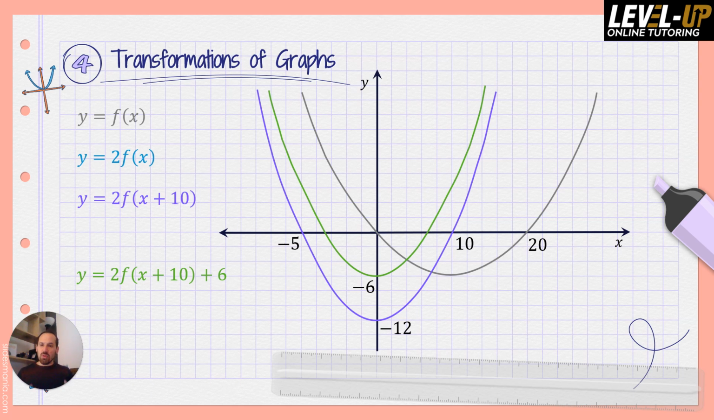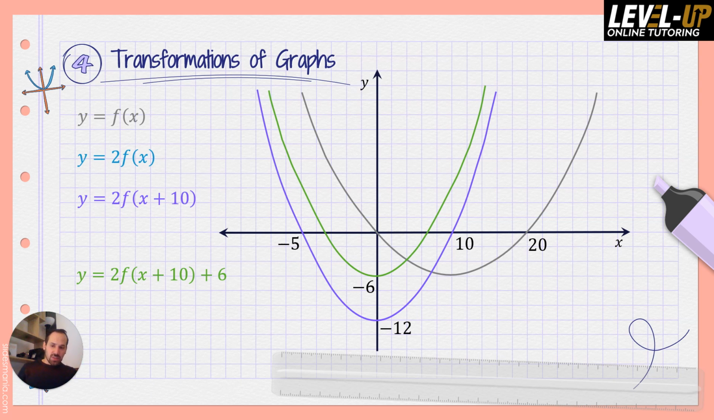And so this transformation here, y equals 2f of x plus 10 plus 6, that's what we need to do. We need to break it down into various smaller transformations to work out what that would look like. And you need to be careful of order of operations, of what's going on inside the bracket and what's going on outside the bracket. Inside the bracket, we just have x plus 10. So there's just one transformation. But outside, we're timesing by 2 and we're adding 6.